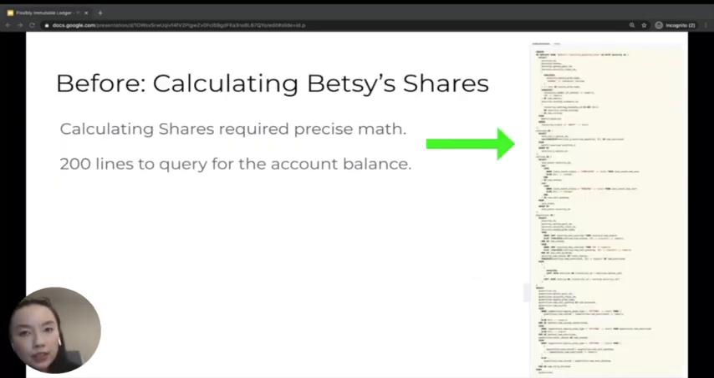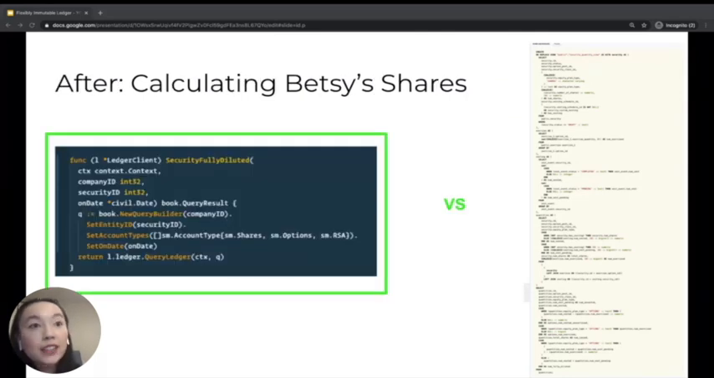So we showed you at the beginning of this talk, this is what it took to calculate Betsy's shares. 200 lines of code of extremely complex math to make sure that the numbers are correct. By building this flexibly immutable ledger, what we have now is much simpler. In order to know how many shares an account has, it is just the sum of all the credits minus the sum of all the debits.